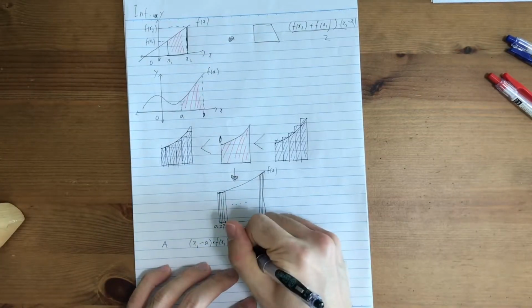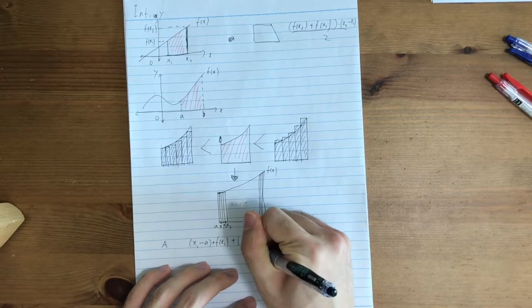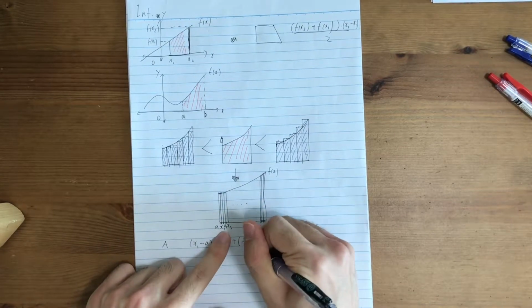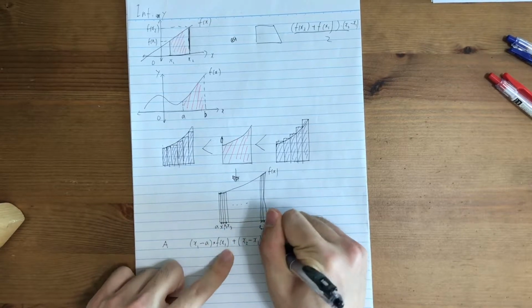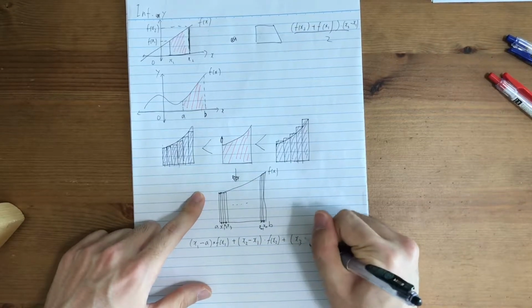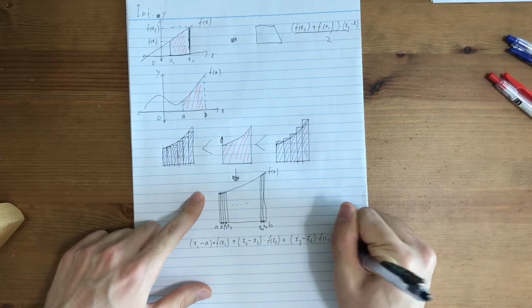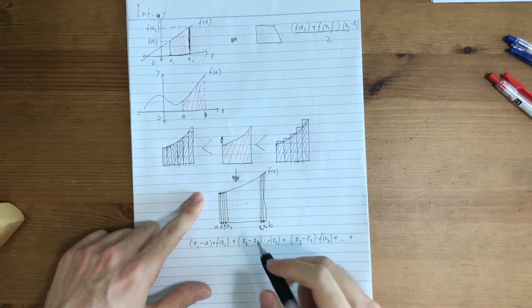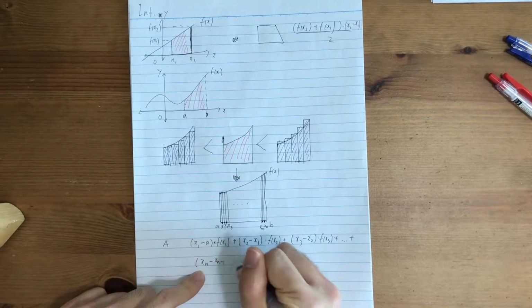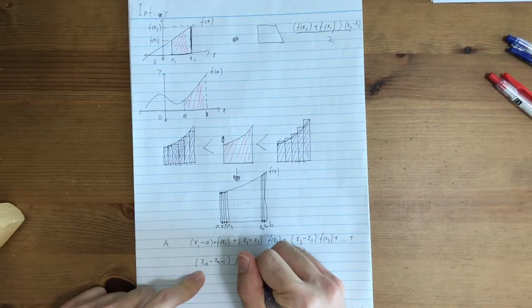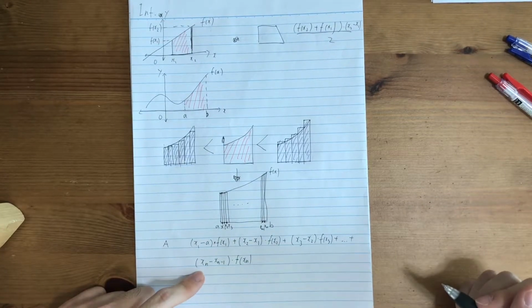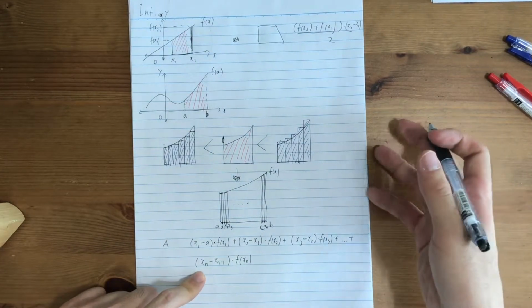And using the same idea, we can make up the other rectangles. So we start from (x1 minus a) times f(x1), and the next one will be (x2 minus x1) times f(x2), and (x3 minus x2) times f(x3), and add all the way until (xn minus xn minus 1) times f(xn). Right, so something like this.